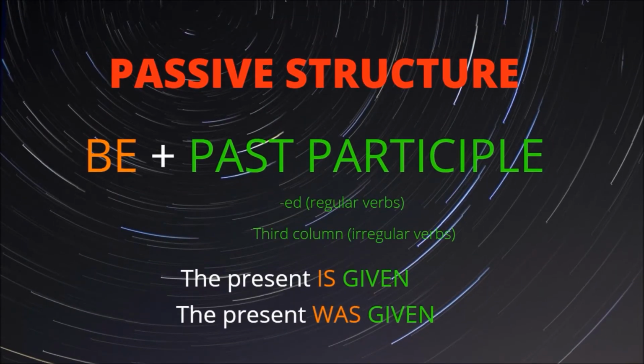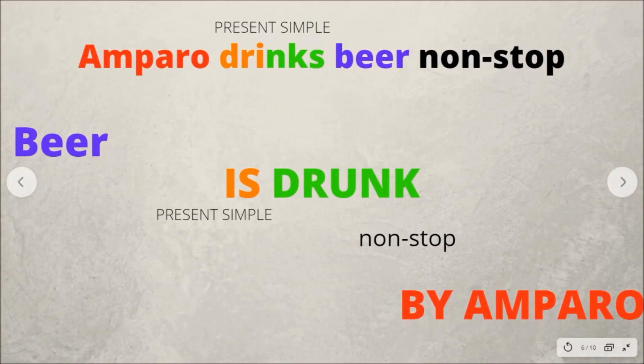Here you can find the example of the passive structure, that is, the verb to be in orange and the past participle form, either ed for regular or third column for irregular, like the present is given, it's present simple, or the present was given. The past participle form never changes, but the verb to be does. Here are some examples, like Amparo drinks beer non-stop. The verb drinks appears in the present simple, so the verb to be in passive will appear in the present simple too.